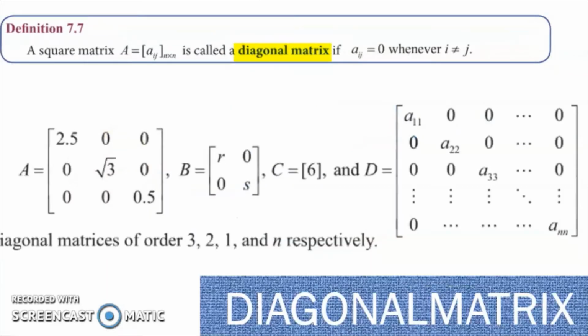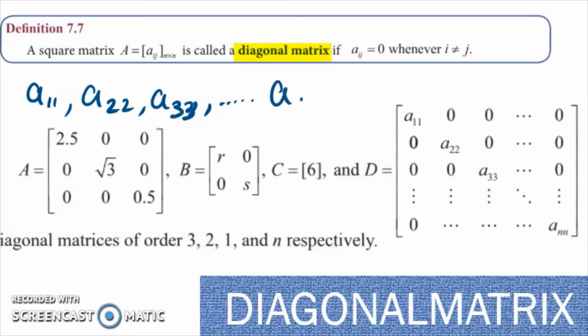Diagonal matrix is a matrix that has values only in its main diagonal, which is A11, A22, A33, etc. would have values, and Aij will be equal to 0 whenever our i is not equal to j. So you can see here in matrix A, B, C, and D that they are all diagonal matrix because all the other elements are 0.